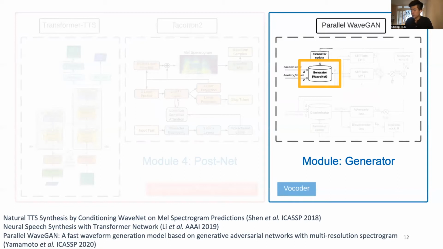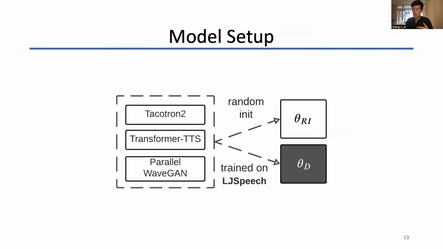The Parallel WaveGAN consists of a generator, which is a WaveNet, and a discriminator. Because only the generator is needed at test time, we only chose to prune the generator. The reason for choosing these 3 models is because there are public implementations and pre-trained models available, and we want to ensure that our insights are reproducible and useful. So this is the model setup. We have 3 models, and we take the pre-trained models on LJ Speech as the initialization for our pruning algorithm.